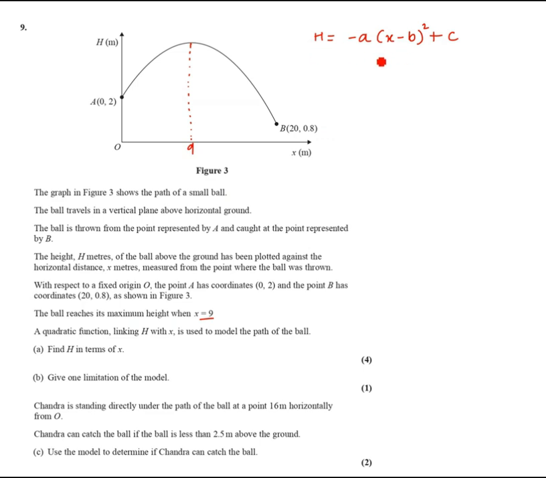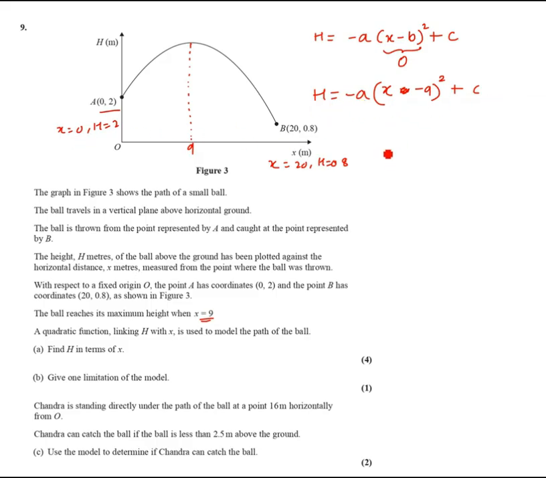Now this is a completed square form, so the maximum height will be when x is 9, when this bracket is 0. So when this is 0, the maximum height will be equal to c. So when x is 9, that's the maximum height, so you can write this as x minus 9. So when x is 9, that gives you h equals c. So that means b is 9. Okay, now let's use these conditions. (0, 2), so x is 0 and h is 2, and here x is 20 and h is 0.8.